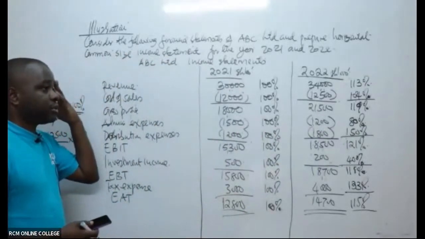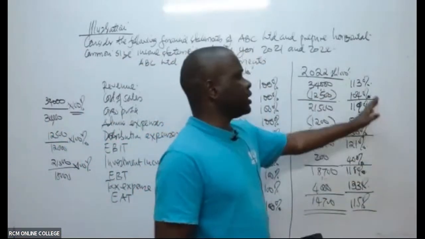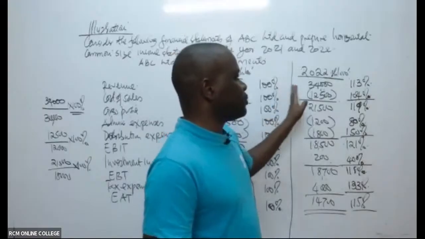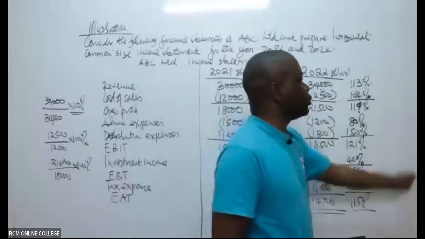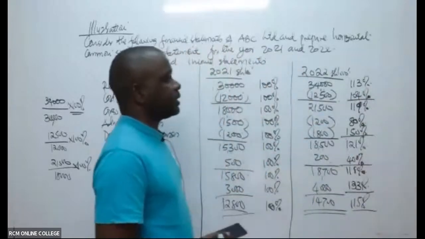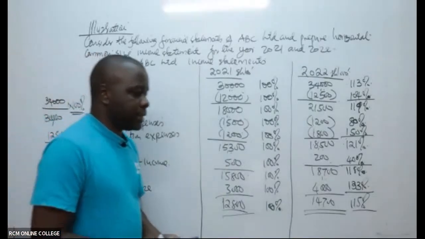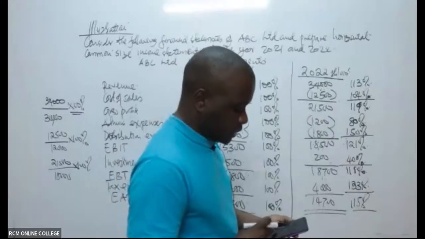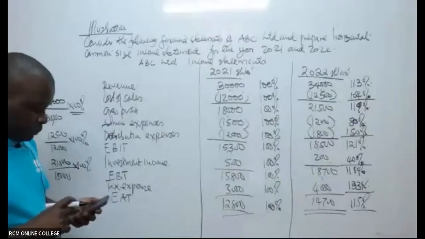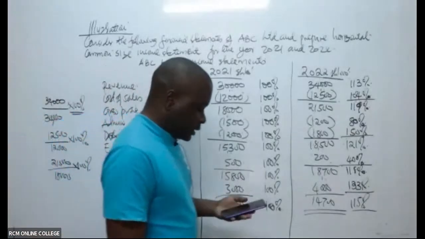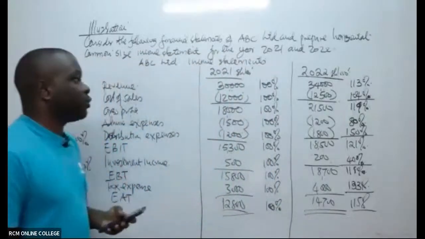So maybe in this case, you can even include another year here, 2023, and still use this one as the base year to see how it was, or maybe 2022 as the base year. Then of course you compare with 2023: was there an increase in the percentage or a decline? So that will help you to be able to analyze the financial statements. So that is what we call horizontal analysis.